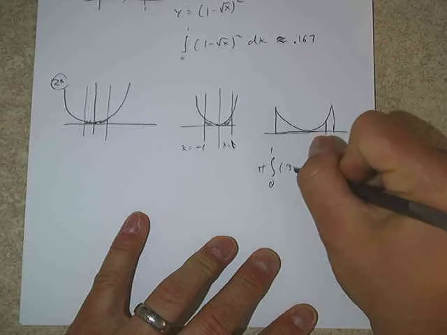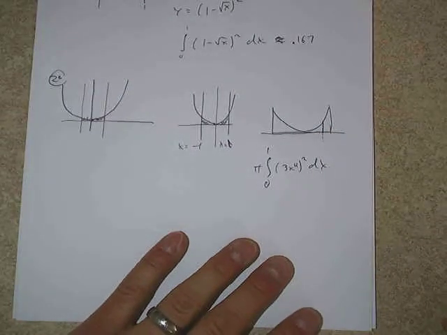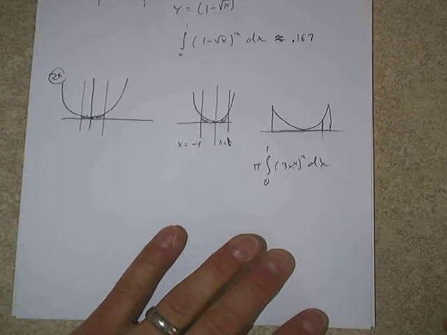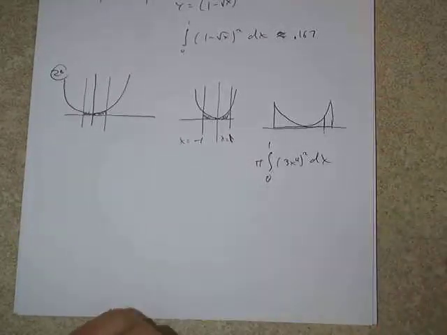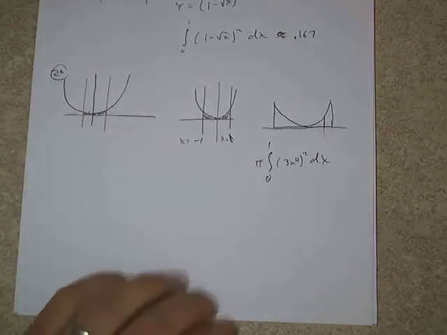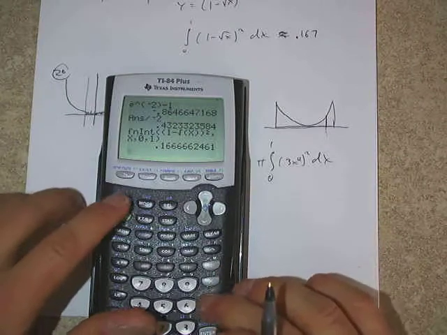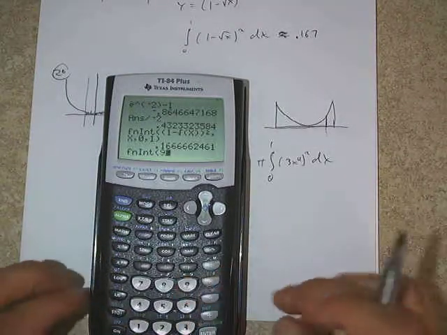So we know that for the disc method, we're going to go from 0 to 1 of pi times the radius squared, and the radius here is the 3x to the 4th, isn't it? And once again, it doesn't say anything about analytically here. We could do it analytically because it's an easy function, but bottom line, it's a calculator problem if it doesn't say analytically.